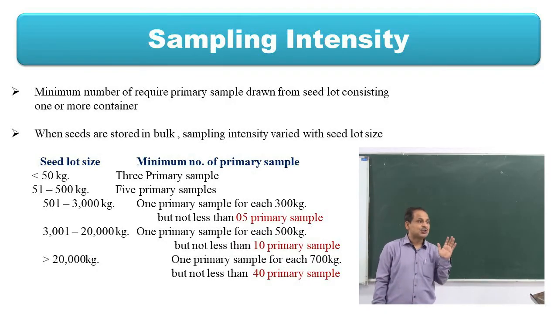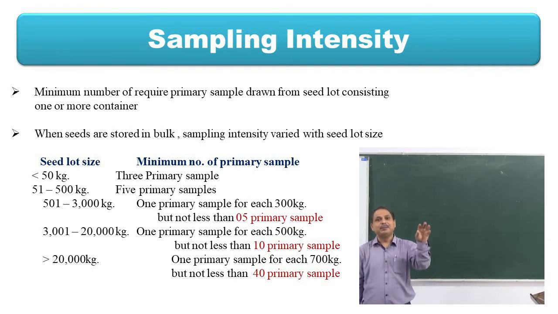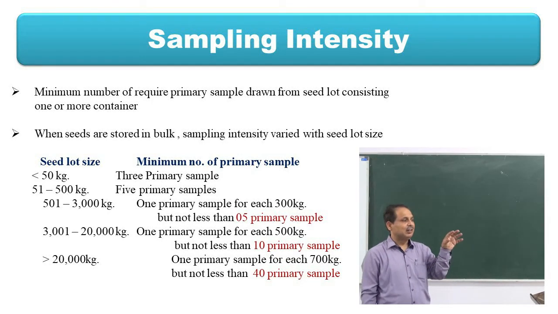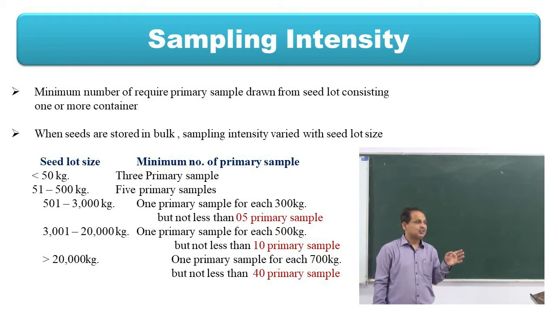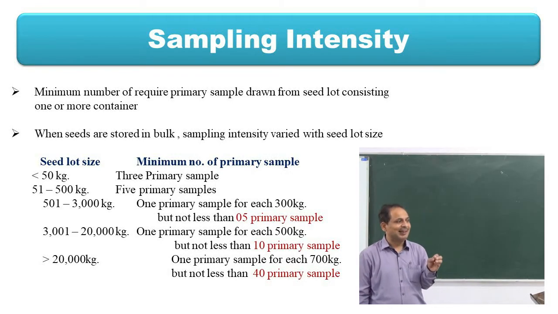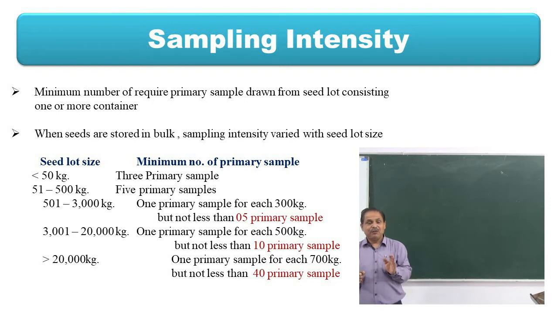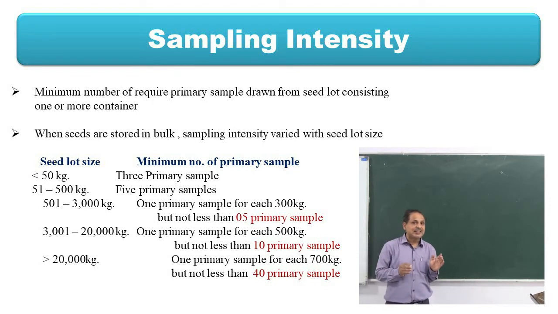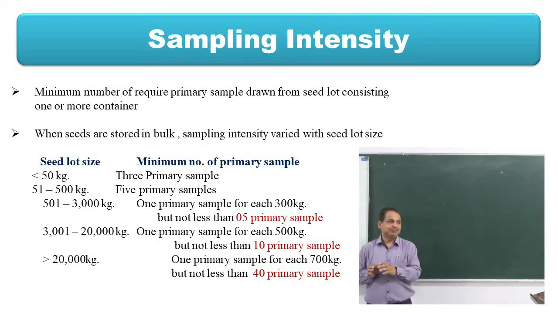When seeds are stored, as we already said, they are stored either in bulk or in bags. Accordingly, as per convenience, the sampling of primary samples varies. When seeds are stored in bulk, the sampling intensity varies with the seed lot size. For example, if the seed lot size is more than 50 kg, then a minimum of 3 primary samples has to be taken.